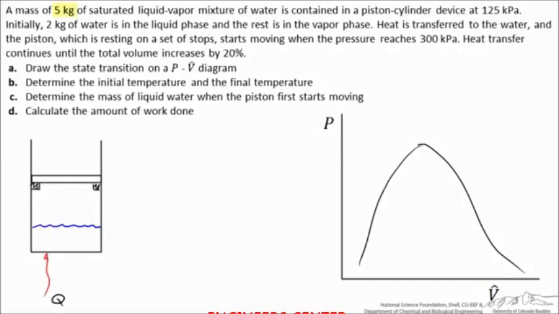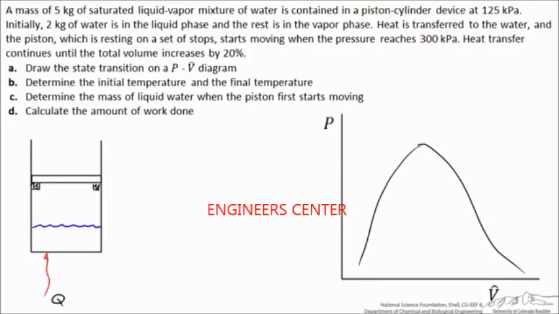So in this problem, we've got a mass of 5 kilograms of liquid and vapor. They're in equilibrium in a piston cylinder device, and the piston has a weight. When the piston moves, it induces a pressure of 300 kilopascal, and that's just because of the weight of the piston pushing down on the air.